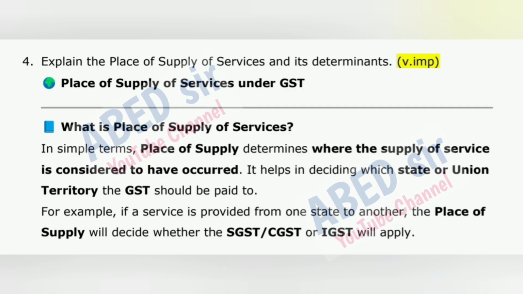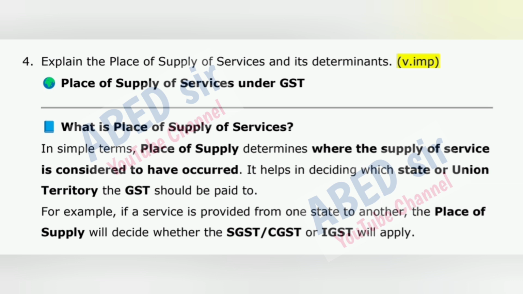Next important long question is: 4. Explain the place of supply of services and its determinants. Place of supply of services under GST. What is place of supply of services? In simple terms, place of supply determines where the supply of service is considered to have occurred. It helps in deciding which state or union territory the GST should be paid to.